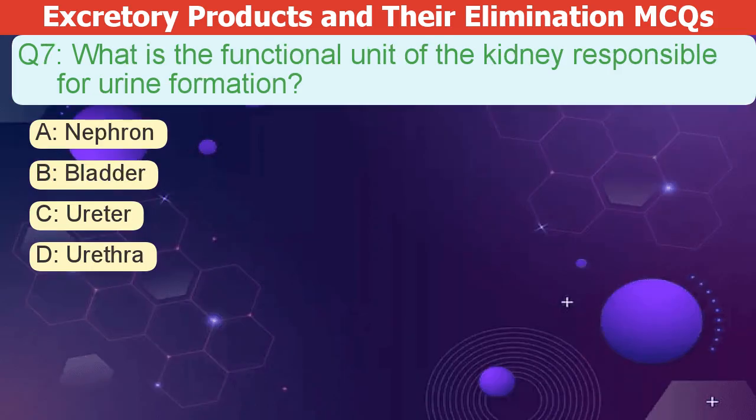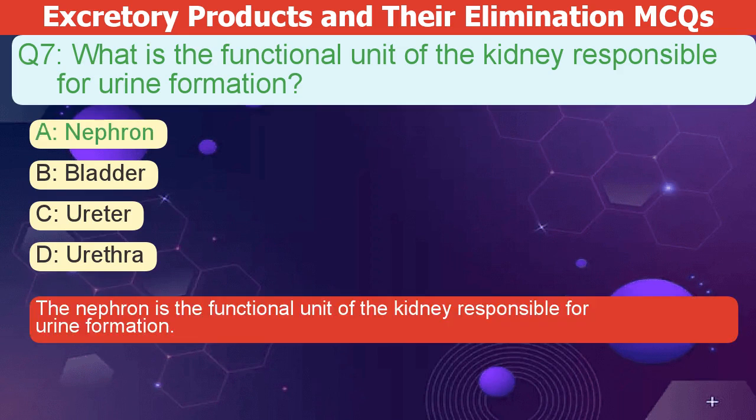What is the functional unit of the kidney responsible for urine formation? A. Nephron. B. Bladder. C. Ureter. D. Urethra. The correct answer is A. The nephron is the functional unit of the kidney, responsible for urine formation.